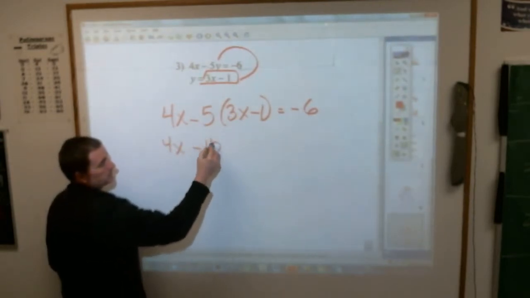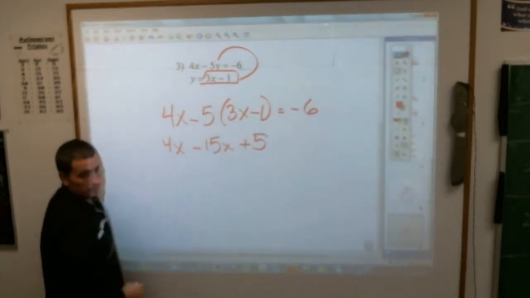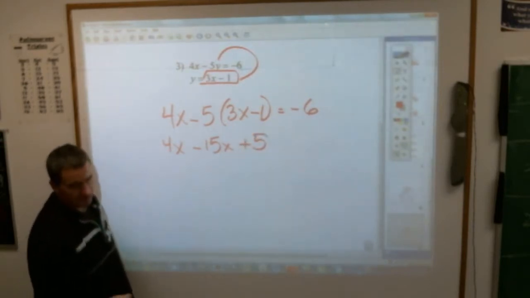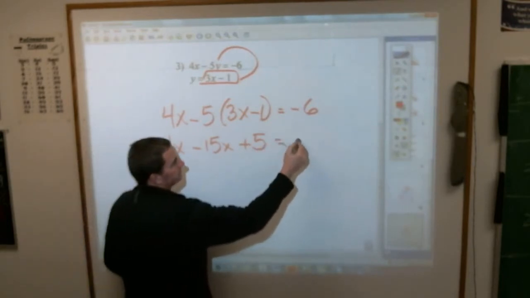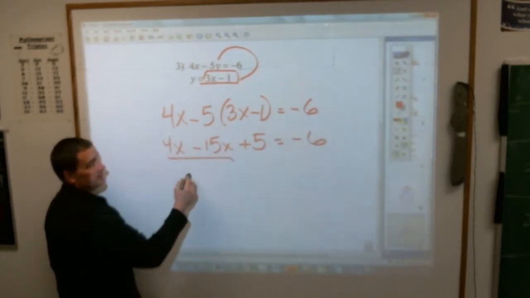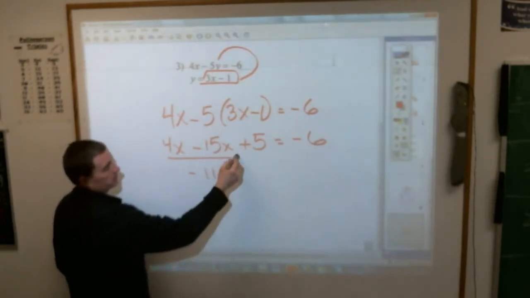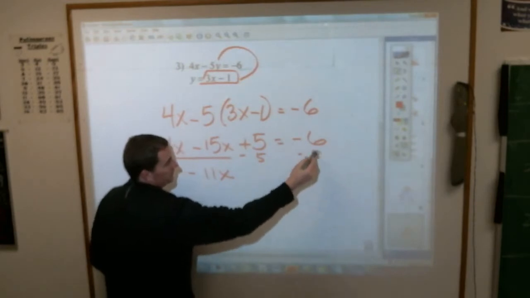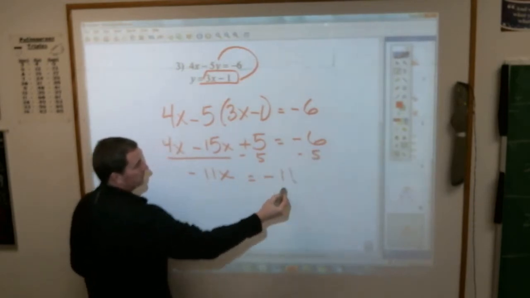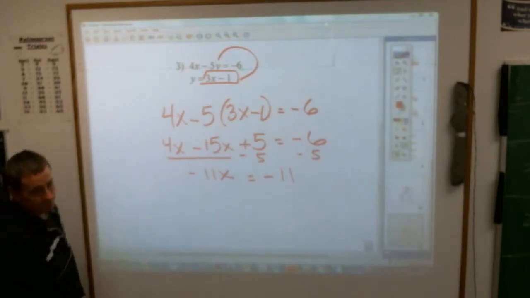I got a negative 13x. You get a positive 5? Again, you can put these two x's together. 4x minus 15x is a negative 11x. You subtract 5 over here, subtract 5 over there, you get a negative 11 over there as well. Is that where you went wrong?